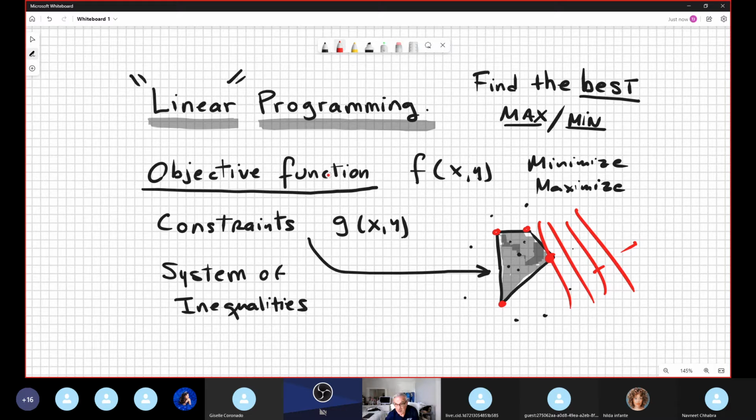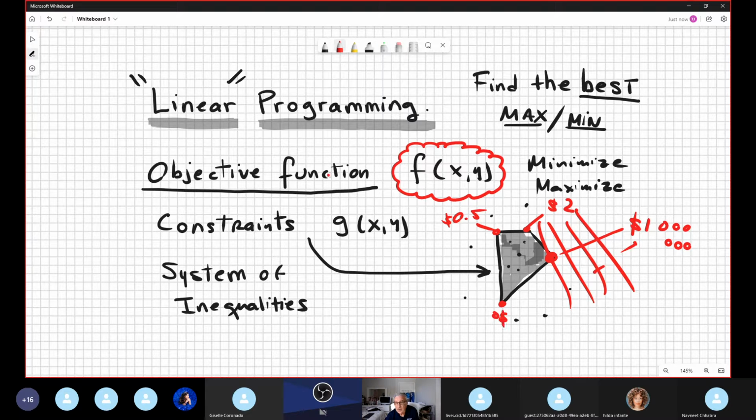So what's the goal? What's the final answer? Well, you evaluate the objective function in each corner. This is easy, guys, no big deal. Maybe it looks weird, but no. You evaluate the objective function here, and for example, here you get $1 million. Here you get $2 million. You get here $0.5 million, and you get here $0. It's obvious you take the best option, 2, right? Entonces nada, it's easy.